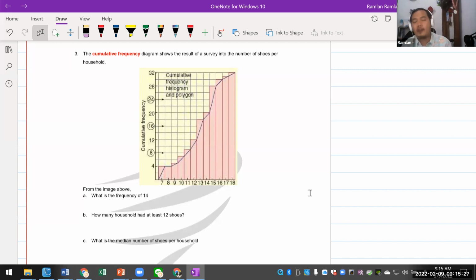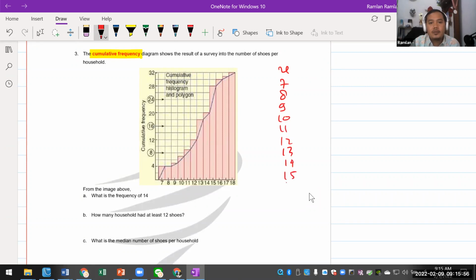Both of them are graphs, but you need to see this phrase here. It's cumulative frequency. So this is not the F, it's the CF. If I want to make this into a table, we have this data, 7 until 18. So X here: 7, 8, 9, 10, 11, 12, 13, 14, 15, 16, 17, and 18. That is for the value of X, or the outcomes. You don't have the F yet. What you have is the cumulative frequency, so I'm going to put cumulative frequency here.